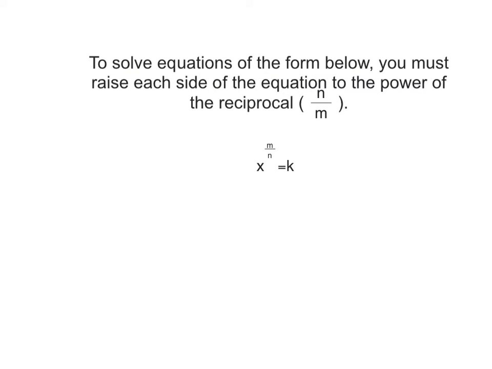All right, so to solve equations of the form below, you must raise each side of the equation to the power of the reciprocal, which in this case is n over m. So on the left-hand side, we have an x raised to the m over n power. So the only way to get that rational exponent to go away is to multiply by its reciprocal.